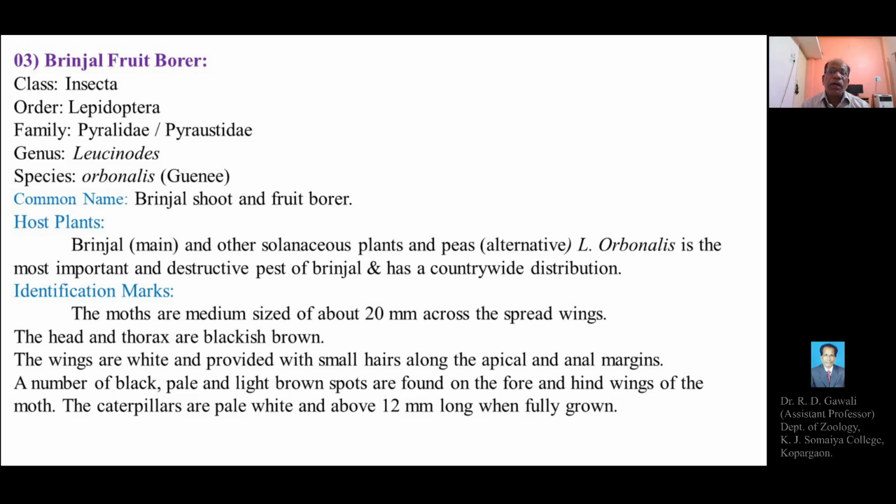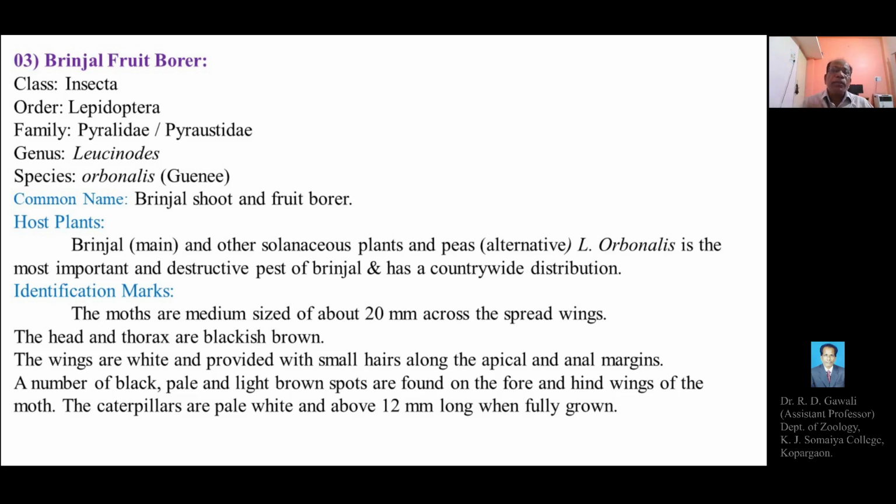The caterpillars are pale white and about 12 millimeter long when fully grown. So this is about the identification marks of the adult moth of the brinjal fruit borer.